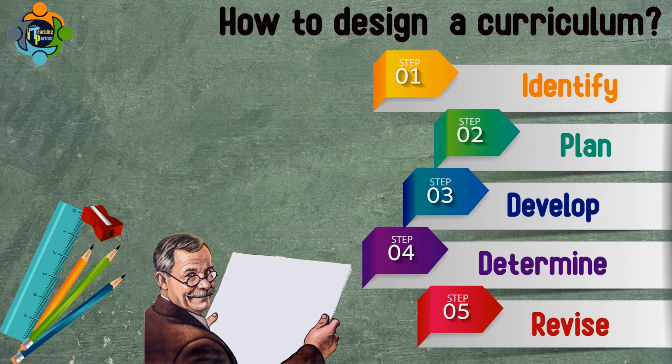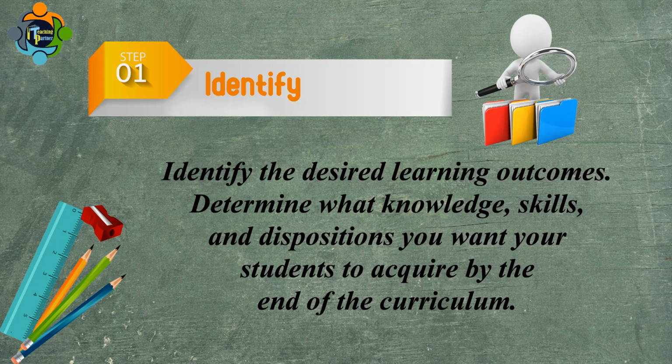So let's discuss how we can effectively design a curriculum using this approach. Here are some key steps to consider. Step number 1. Identify the desired learning outcomes. Determine what knowledge, skills, and dispositions you want your students to acquire by the end of the curriculum.